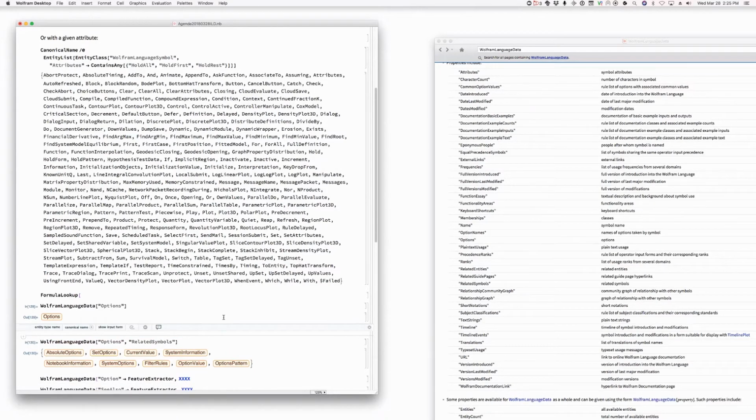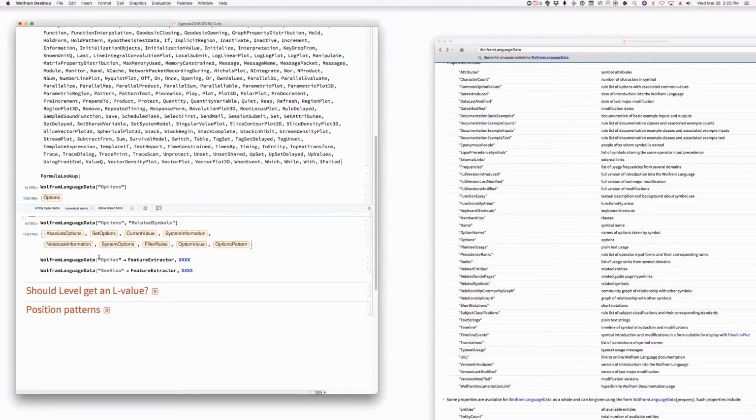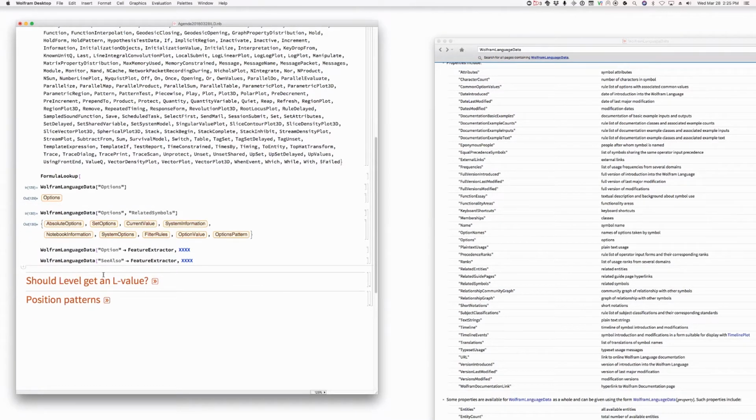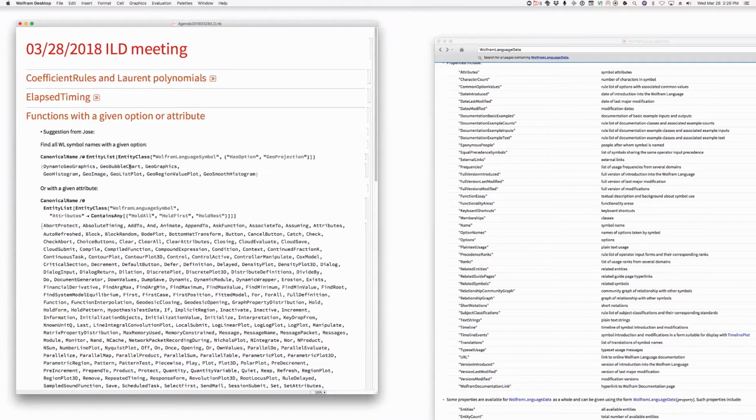Yeah, okay. Okay, so there are two possibilities. One is some kind of notation that would have Wolfram Language data return a list here. I think it's more natural to have, given the name of an option, like if we ask for Wolfram Language data of feature extractor, for example, what you said there, which is functions that have that option. I see. Yeah, I like that very much.